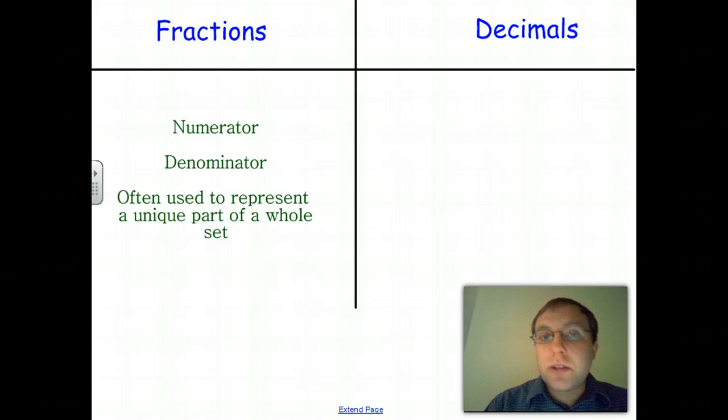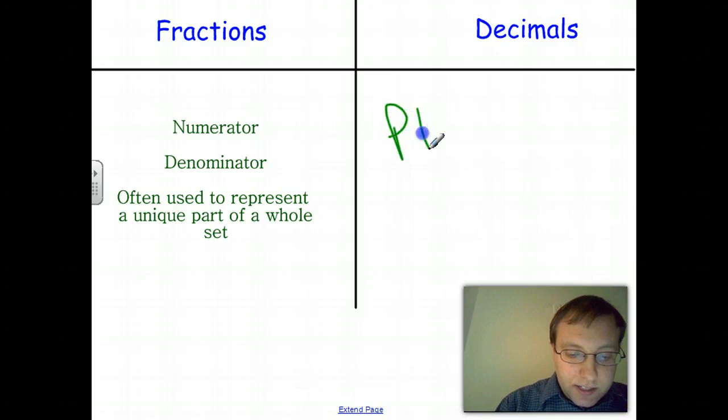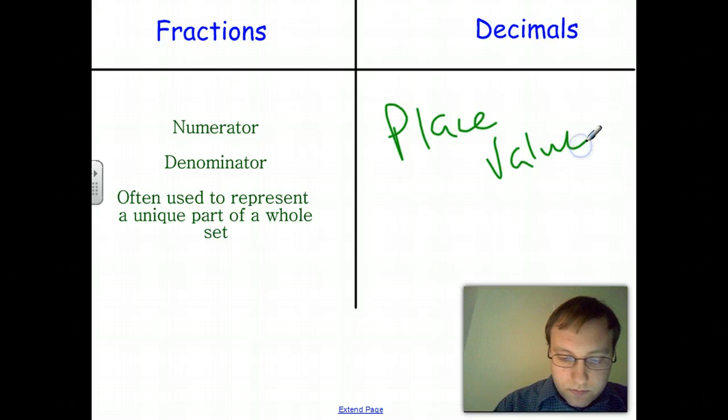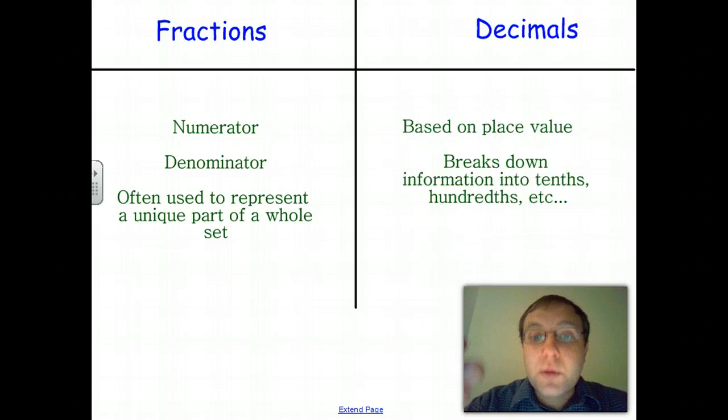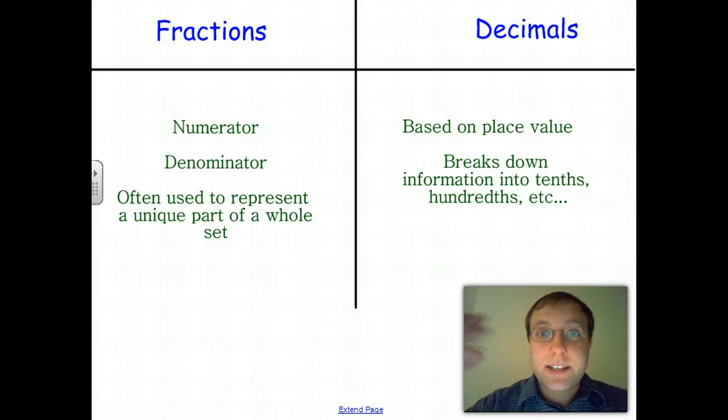Now a decimal is also used to represent a part of a whole set, but it's based in our place value system, and therefore is based around tens, because our entire place value system is based around tens. So we have a decimal which is based on place value and breaks down information into tenths, hundredths, thousandths, 10,000ths, etc. And you can go on forever.